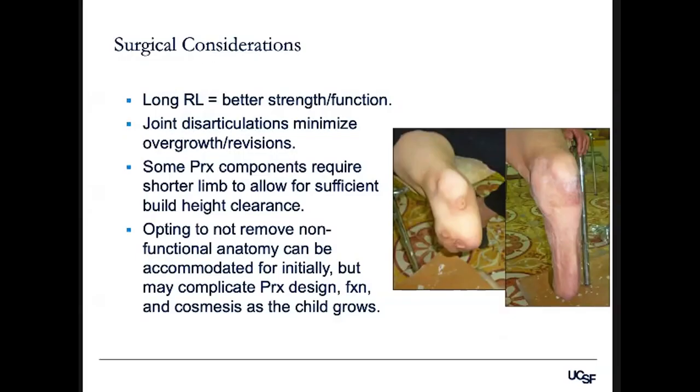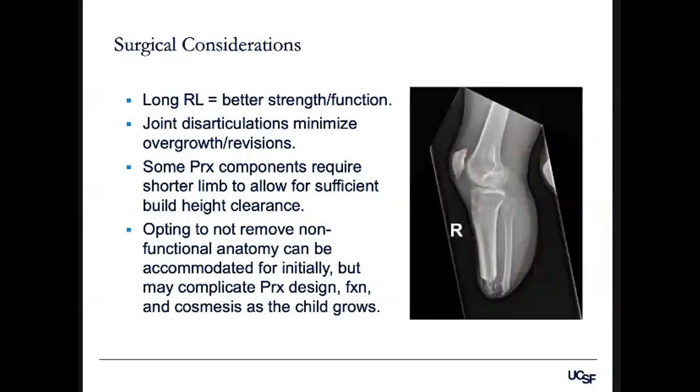So with respect to limb length, I agree that maintaining a long residual limb can ultimately, and usually, result in better strength and function. And in fact, joint disarticulations are fantastic. I agree, SIME level amputation is fantastic for most of our patients. It also can help minimize bony overgrowth. As you can see, this is a transtibial amputation with osteophyte formation, which is not what we want.